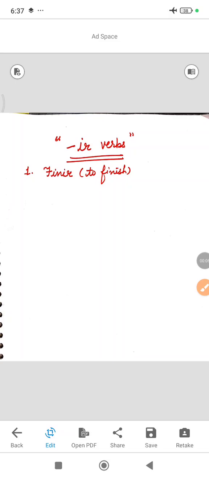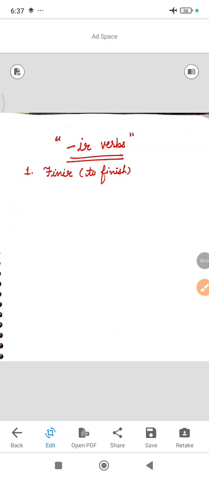Students, today we are going to do the second type of verbs in French that are called IR verbs. Okay, the verbs which end with IR are called IR verbs. So let's start with the first example. First one is finir. Finir means to finish. So we will do its present conjugation.